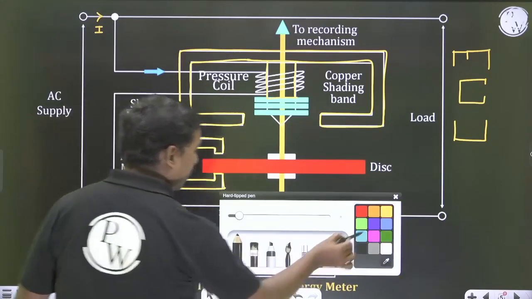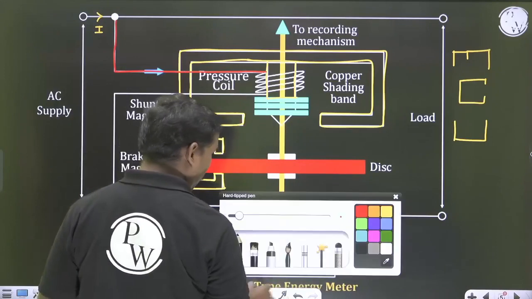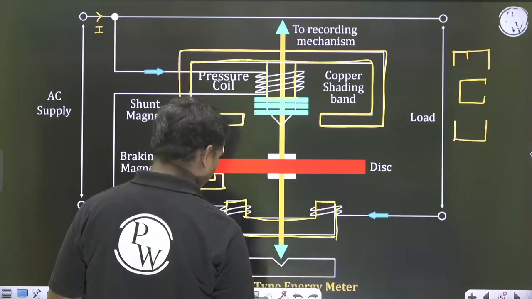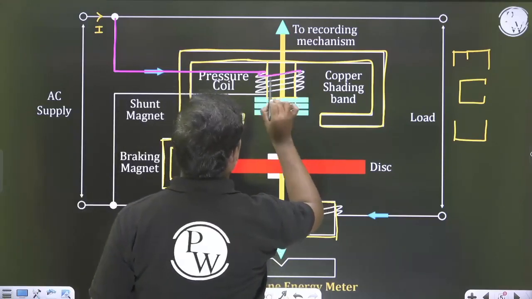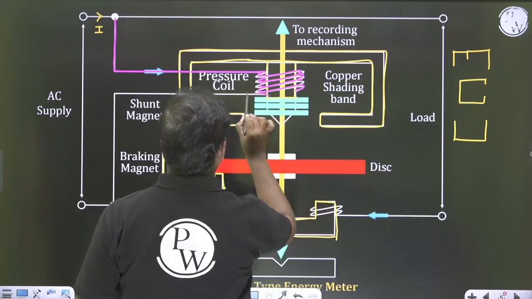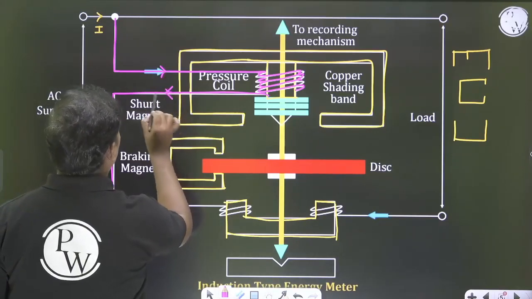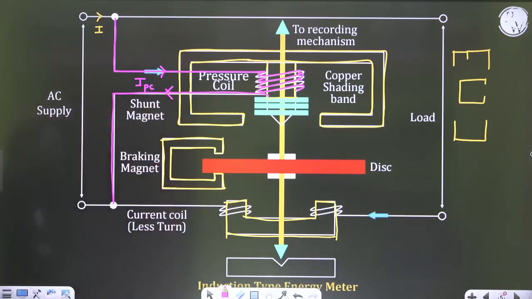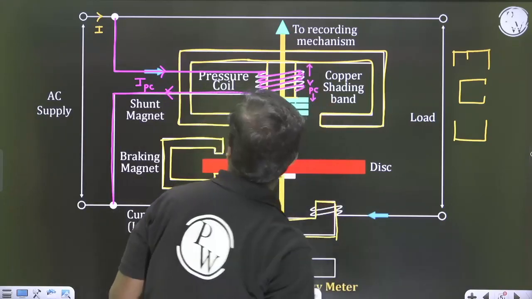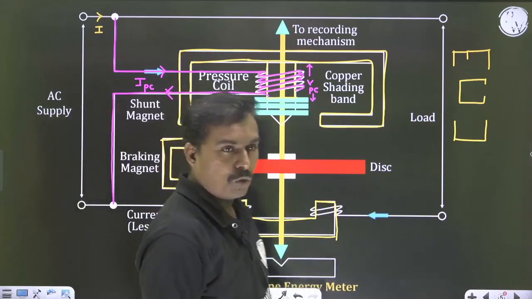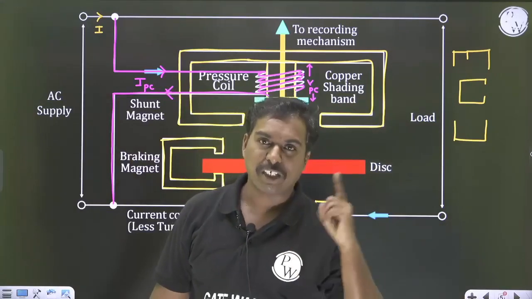In this, a certain portion of the current enters into the pressure coil. You can see the pressure coil here. This is a portion of the current, going like this, coming and crossing. This is the current passing through the pressure coil. When current passes through the pressure coil, what happens? There is a voltage across the pressure coil. Got it? This is the voltage which is across the supply. Always remember, as we discussed in the dynamometer, it always comes across the supply.